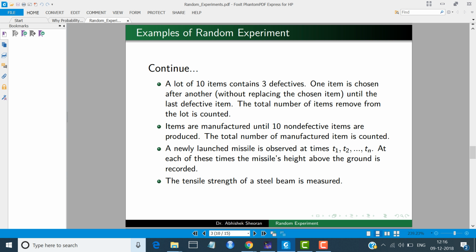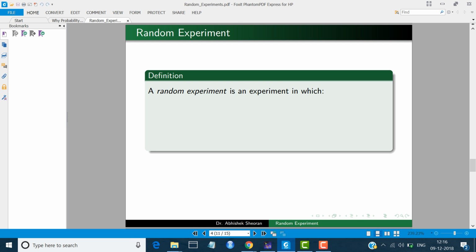So what is common in all these experiments? Some things are common in all of these experiments, and those common things make them random experiments. So now we are going to define the random experiment. What is a random experiment? A random experiment is an experiment in which all outcomes of the experiment are known in advance. So we know all of the outcomes.